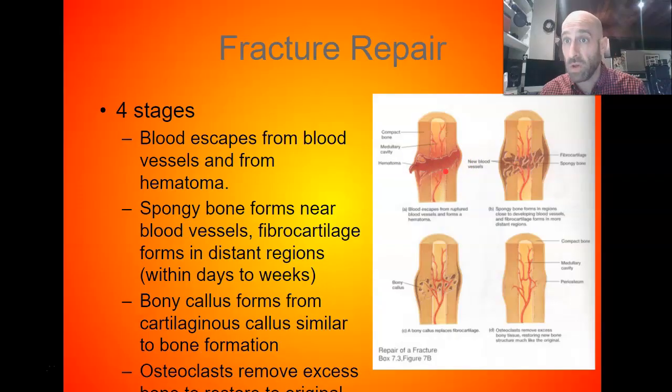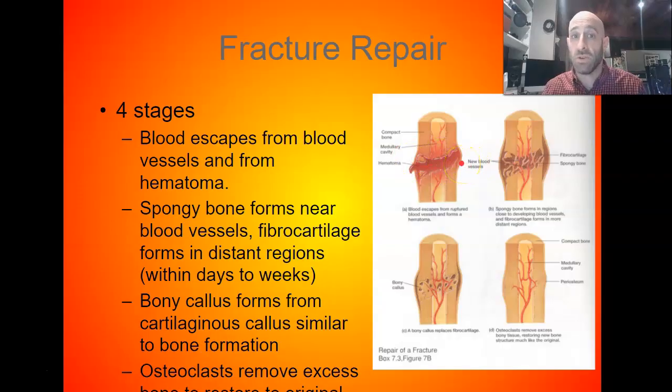Well, in order to heal, you need blood. Blood brings white blood cells. Blood brings healing proteins that cause clotting. You might think bleeding is bad, but bleeding actually causes healing. It brings the healing elements that you need to the injury. So the first thing that happens is you're going to have this ruptured blood vessel, which leads to a hematoma.